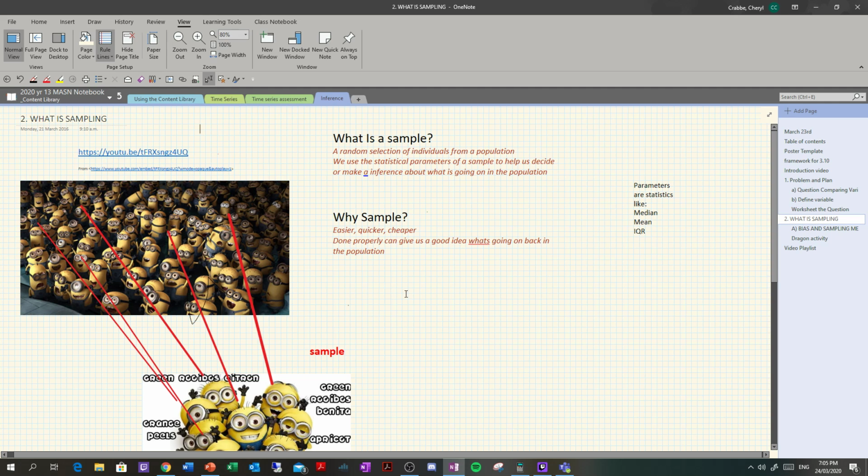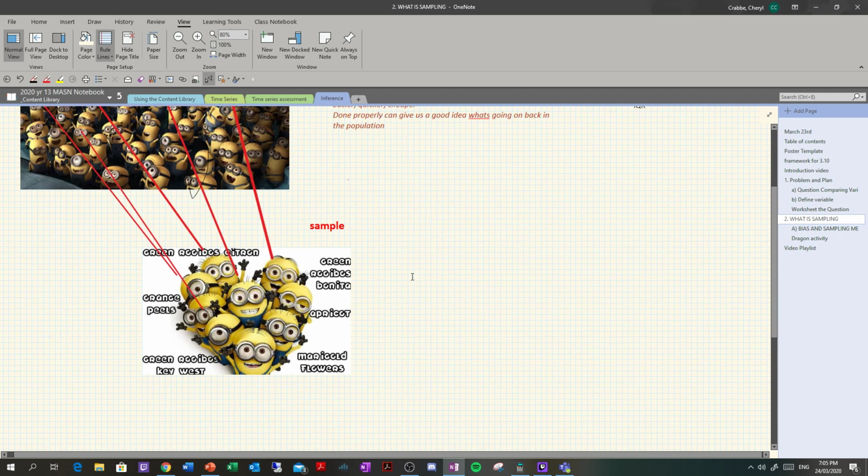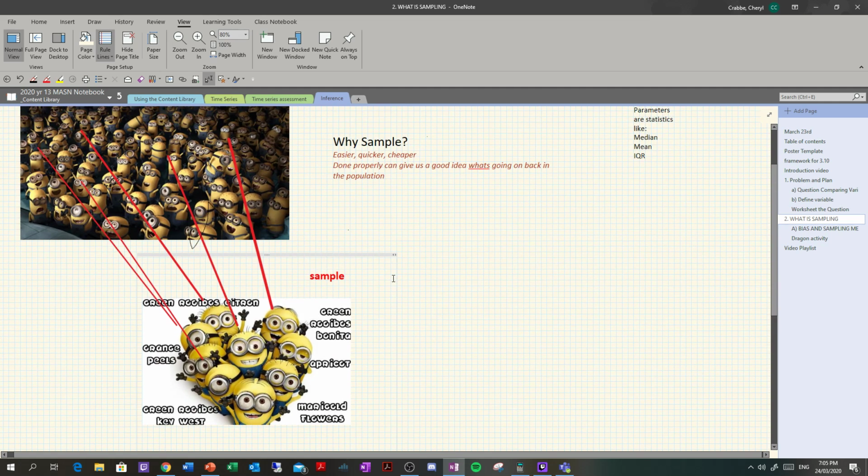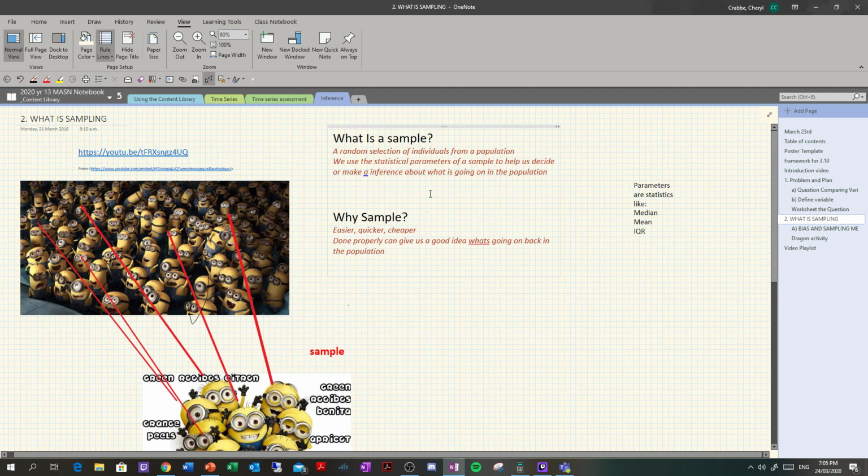And why do we sample? Let's talk about that. So what is a sample, first of all? It's just a random selection of individuals from a population. And it should be large enough to be a good sample of what's going on. It should be representative of what's going on in the population. And what we do is we use the statistical parameters of the sample to help us make an inference about what's going on back in the population.